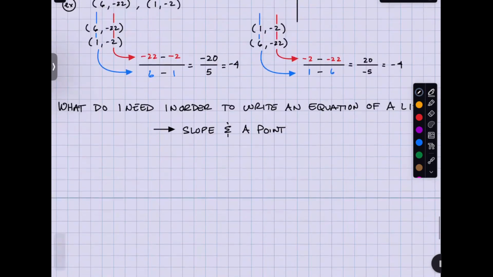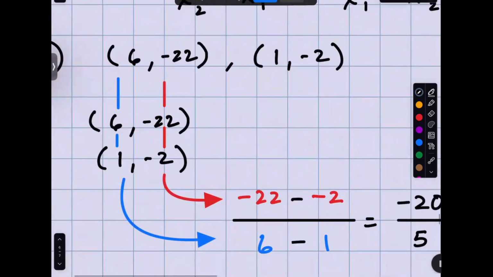Like, for example, here, if you look at it, we can find a slope, right? The y-intercept isn't given, but guess what? We can still find the equation of our line. Now, with that being said, I'll show you guys exactly how that happens.